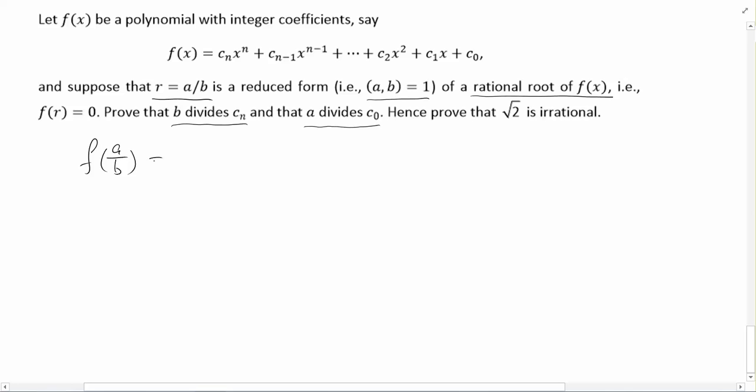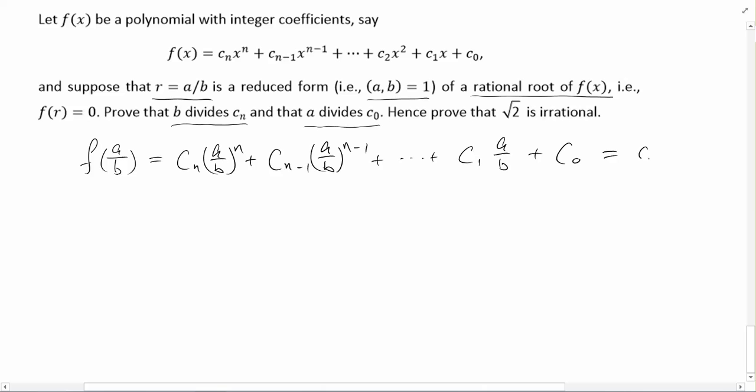So we have f(a/b) equals Cn times (a/b) to the power n plus Cn minus 1 times (a/b) to the power n minus 1 plus dot dot dot, up to the second last term, C1 times a divided by b, plus C naught. And of course, this function is equal to 0, because a divided by b is equal to r, and r is a root of the function.